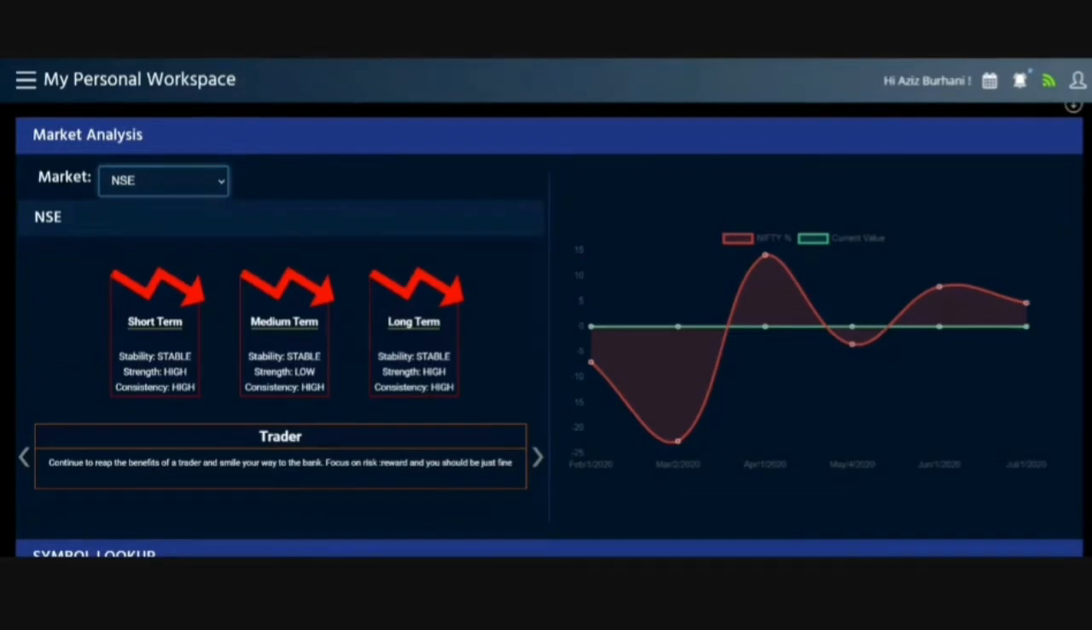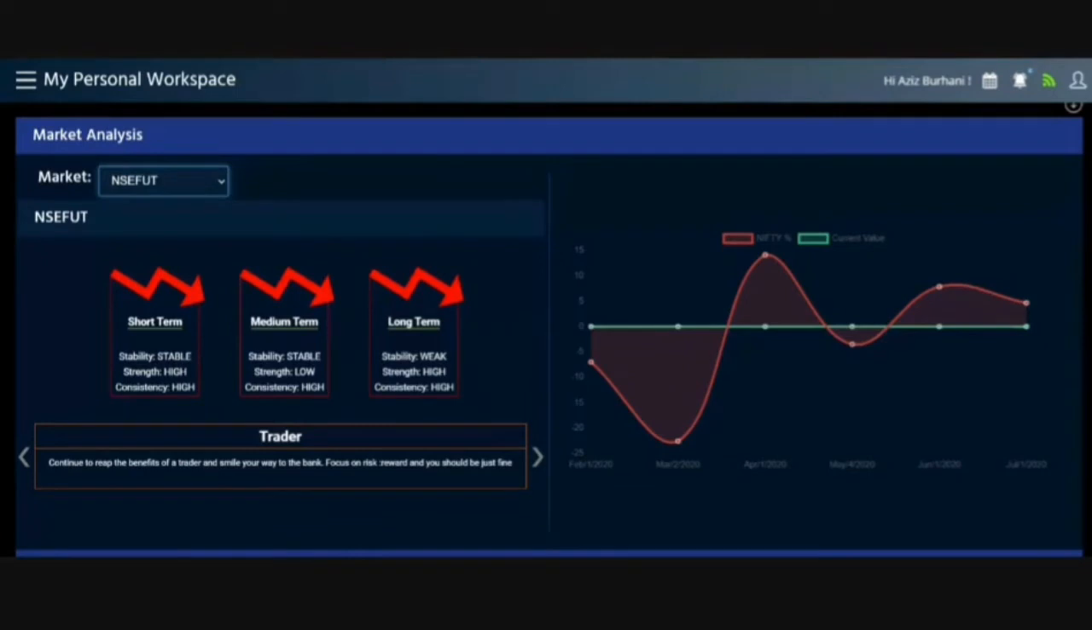So all you do is you select the market and you get this market analysis, which gives you a complete picture divided into 3 time horizons: short term, medium term, and long term. And each horizon is further divided into strength, stability, and consistency to give you a complete picture of the trend. Plus, there is a summary at the bottom to better interpret what the trend is saying.